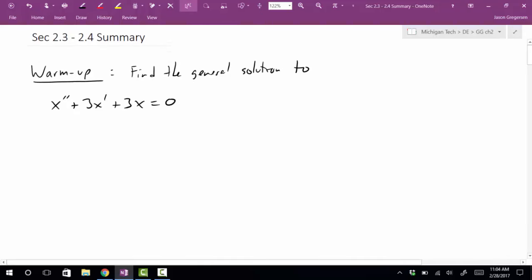We're going to use our general process. Step one is to assume a solution. Assume that x equals e to the rt is a solution. We then take the derivatives of this, plug it into our differential equation, and factor out that e to the rt factor that's in each of the terms. That leads us to part two here, which is generating our auxiliary equation. So in this case, we have an auxiliary equation of r squared plus 3r plus 3 equals 0. Any question about where that auxiliary equation comes from?